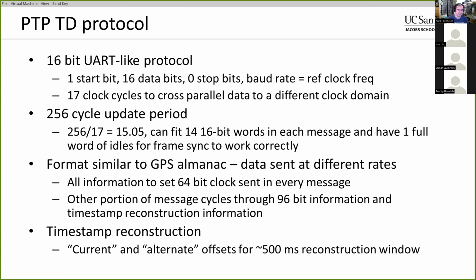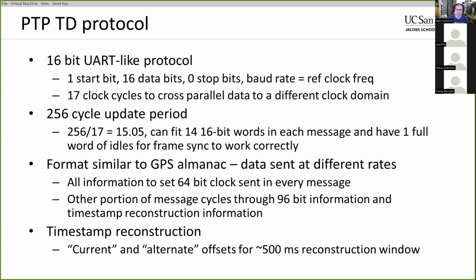Now I'm thinking about using an update period of 256 clock cycles. Making this a power of 2 makes it relatively easy to have the PTP hardware clock basically jump. Instead of updating every clock cycle, you update every 256 clock cycles. You can just bit shift the period value when you add that in. So if we take this 256, we divide by 17 bits, you get 15.05. Subtract 1, round down, you can fit 14 16-bit words into each message. So every 256 cycles, you start sending a new message.